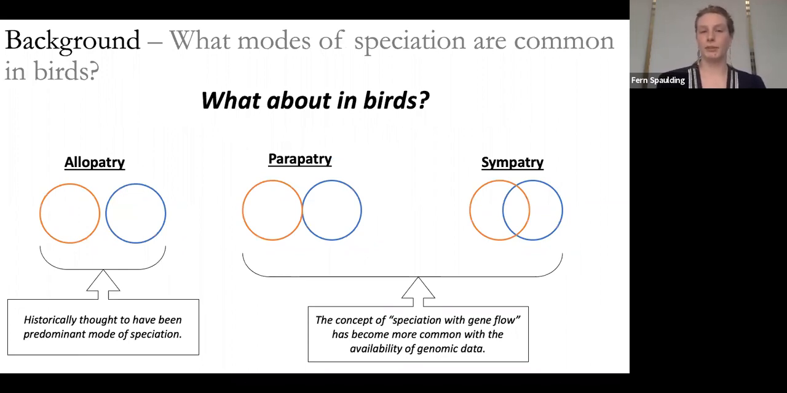So what modes of speciation are common in birds? Historically, it has been thought that allopatric speciation was the predominant mode of speciation. However, with the availability of genomic data, the concept of speciation with gene flow has become much more common.